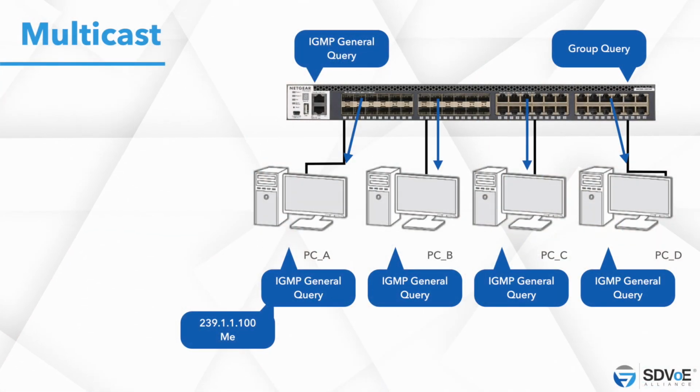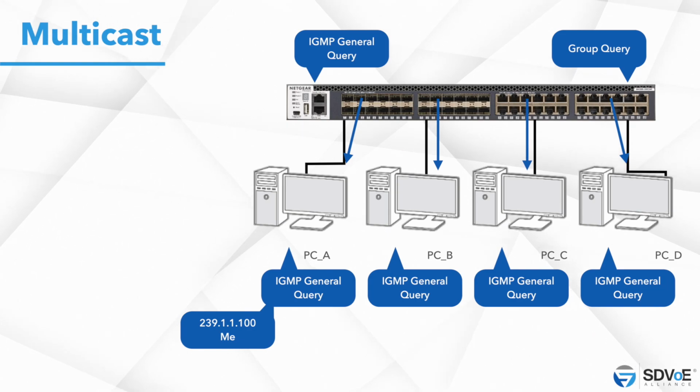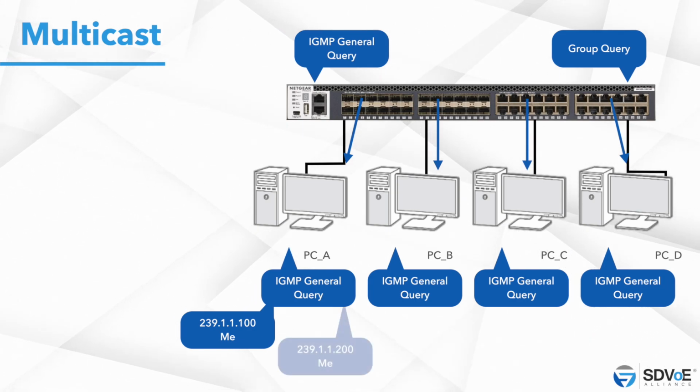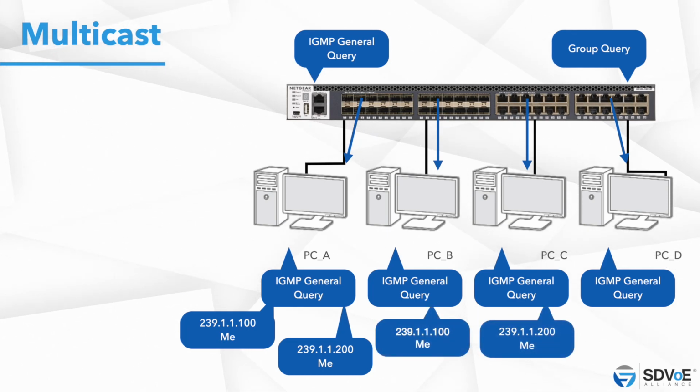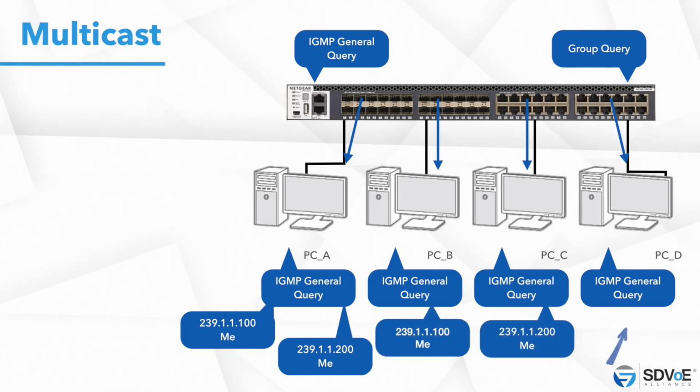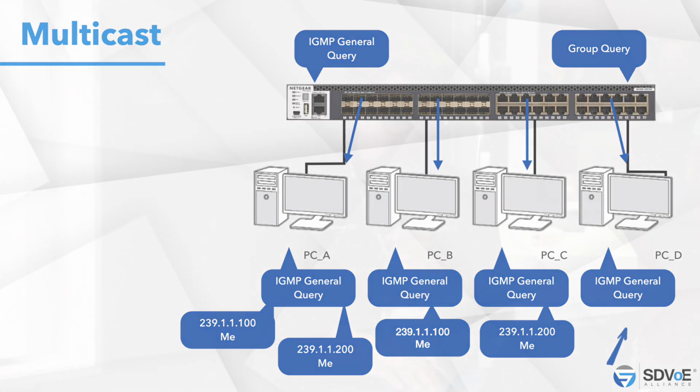But when they want to subscribe, those clients, PC A, B, C, and D, they are going to send a typical IGMP report. It's an IGMP join, in fact. So PC A is going to send this unsolicited report to the network saying, I want 239.11.100, and I want 239.11.200. I want 2 streams. And the others, they are going to individually subscribe to the 100, to the 200. PC D will remain without subscription.